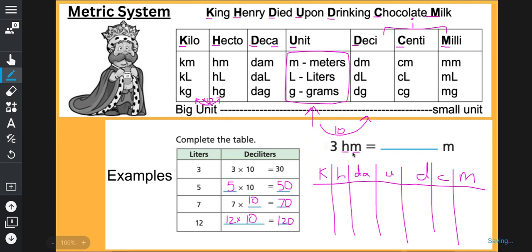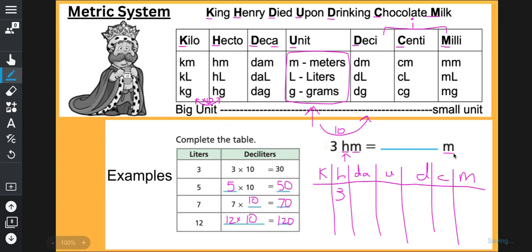Because I have 2 letters, that means I'm going to look at the first letter, the H. H stands for hecto. So I have hectometers, and I have 3 of them. So I'm going to put my 3 in the hectometers.